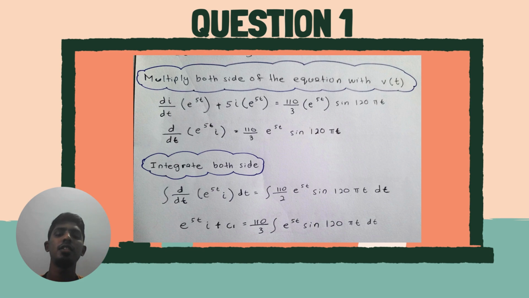Then d over dt, when you rearrange and simplify it, equals 110 exponent 5t, and don't forget sin 120 pi t. Then next you integrate both sides of the equation. So then you get exponent 5t I plus C1, where C1 is the constant, equals 110 over 3 integral of exponent 5t sin 120 pi t dt.